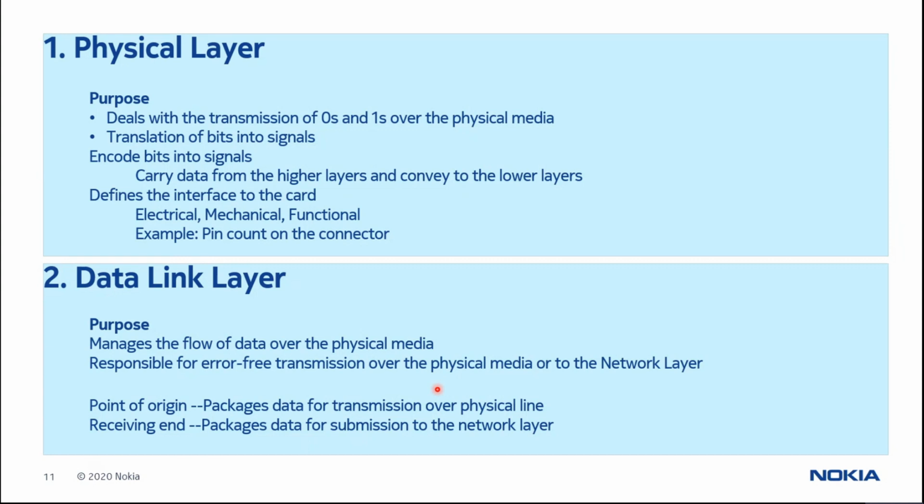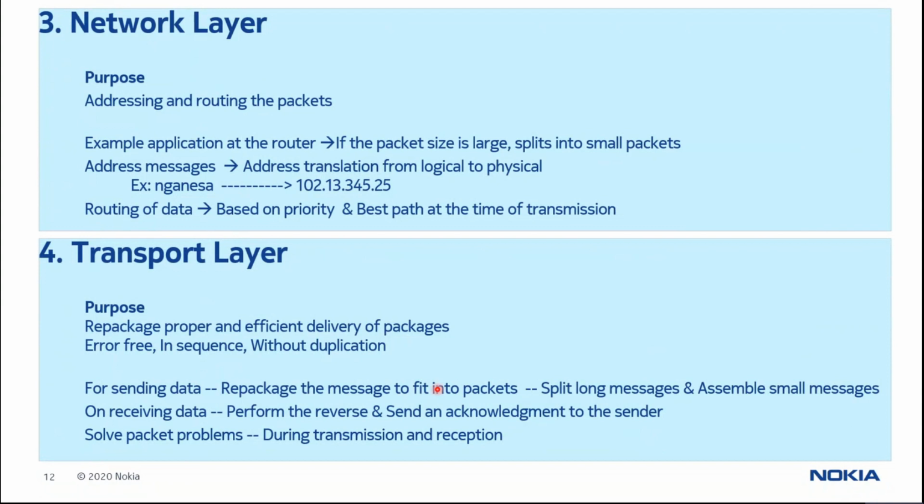The physical layer deals with the transmission of zeros and ones, and the data link layer deals with management of the flow of data. When you move from the data link layer to the network layer, this is primarily meant for addressing and routing the packets. As you can see, the example is that if the packet size is large, it is split into small packets. It is the responsibility of the network layer to ensure that this is cut into several chunks and then reassembled at the other end of the system, at the same network layer.